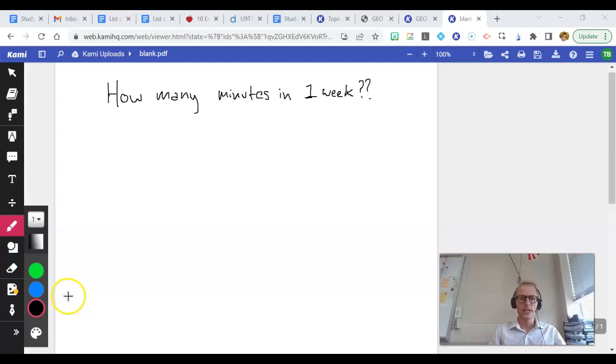Alrighty, so this next piece is going to be talking about converting between different types of units. For example, going from inches to centimeters, or inches to feet, or feet to inches, so on and so forth. So I want to start this off with something you all should know how to do, which is find how many minutes there are in 1 week.